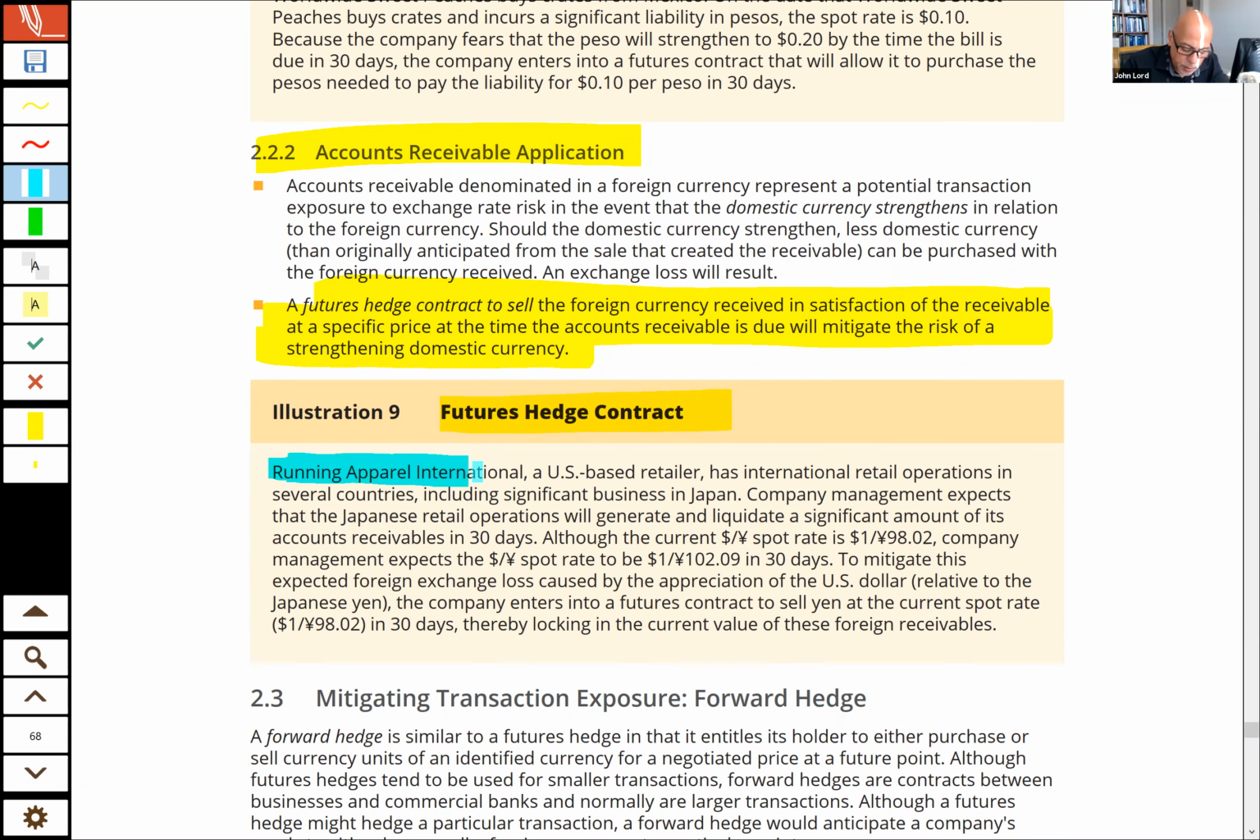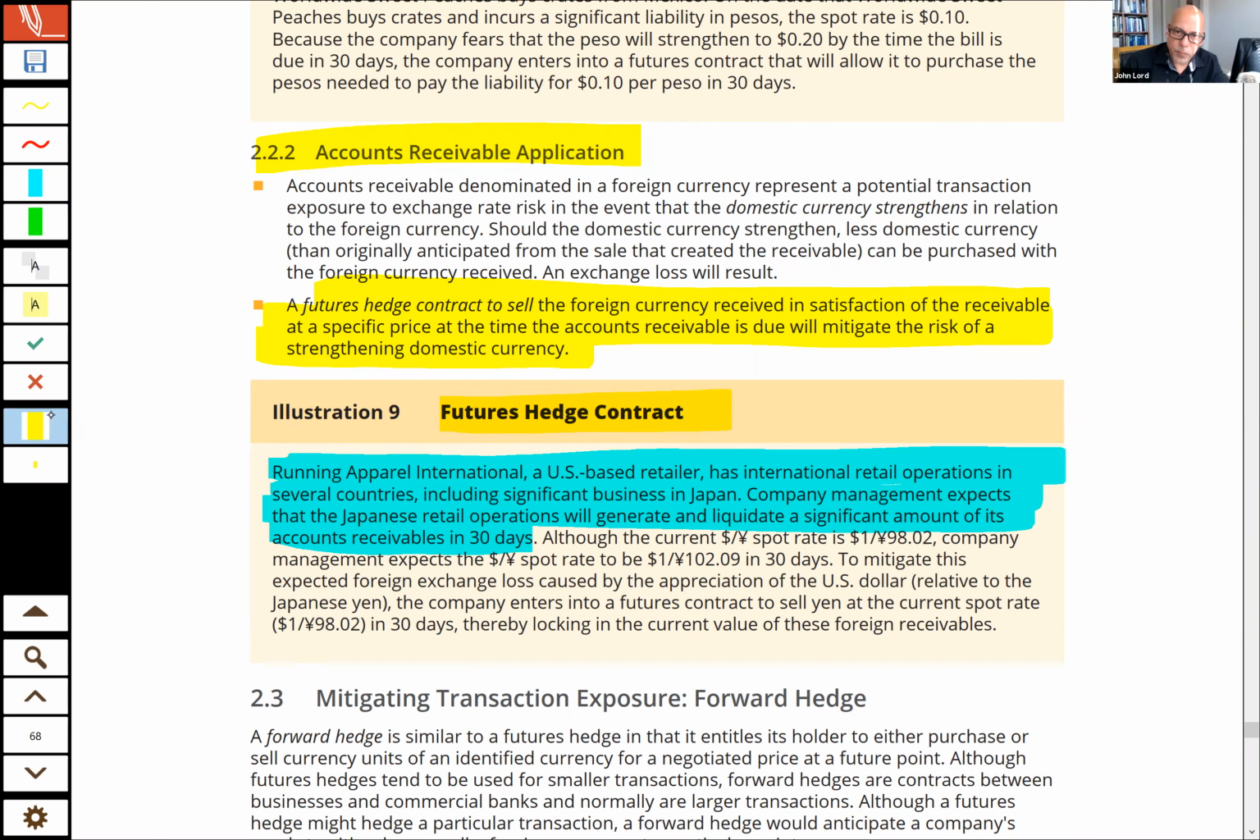So we've got this running example: Apparel International, a US best retailer, has international retail operations in several countries, including significant business in Japan. Company management expects that all Japanese retail operations will generate and liquidate a significant amount of its accounts receivable in 30 days. There's the date. We're sitting there and we're saying, okay, we've got to make sure that we have the appropriate amount of yen available to pay this off. And we're thinking that the exchange rate is going to move against us.